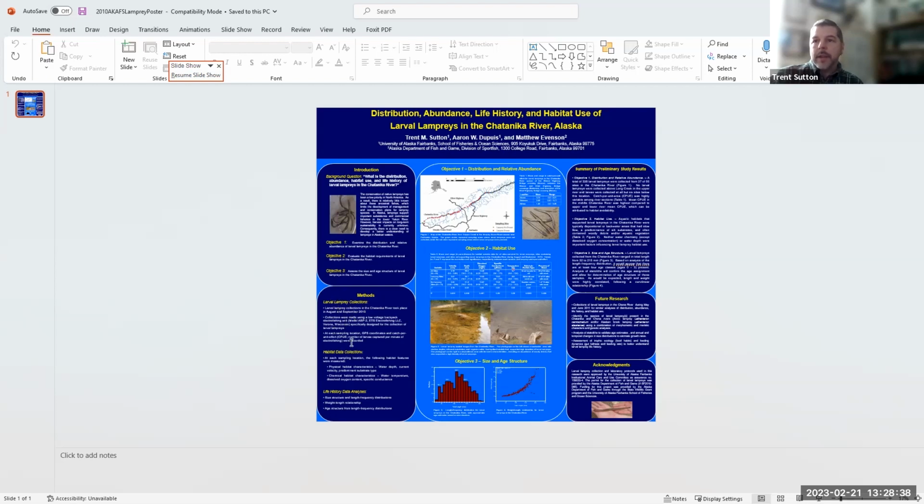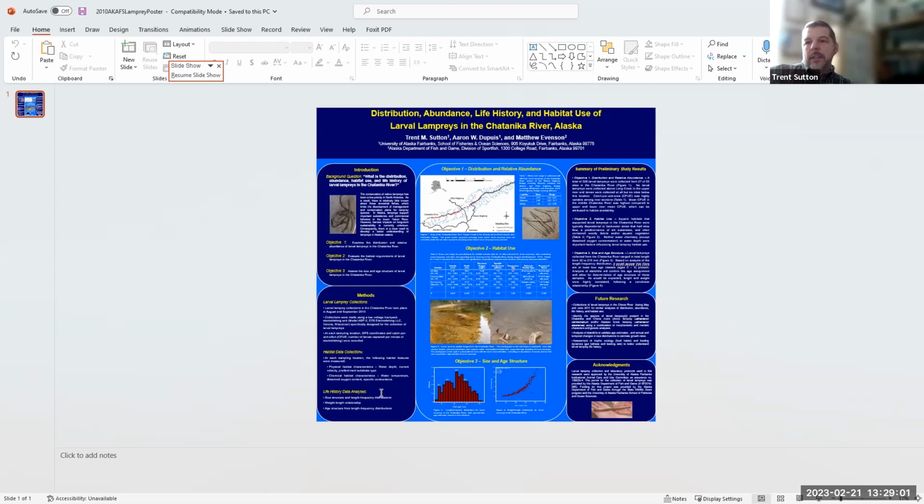In this case, I set up some methods: field collections of animals, in this case lamprey, some habitat data we collected, and some other analyses that we did. And those headers all correspond back to objectives. So I've got 3 headers under my methods. Those correspond back to objectives 1, 2, and 3. Again, that's just to help guide the reader along that process.